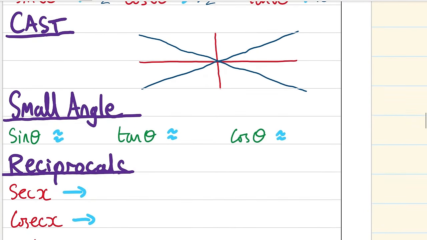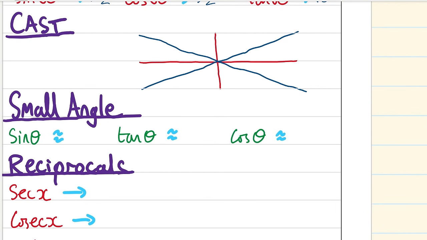Oh, here we go, the cast diagram. Not many people like this, but it is really useful for finding second solutions. So, first off, if the angle is theta right here, then this angle over here is pi minus theta. This angle down here is pi plus theta, and this one over here is 2 pi minus theta.